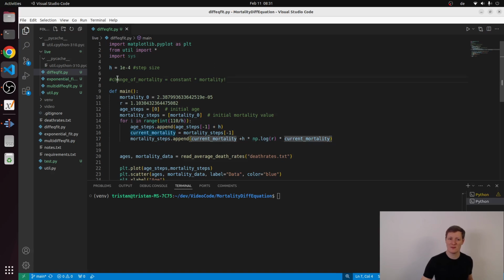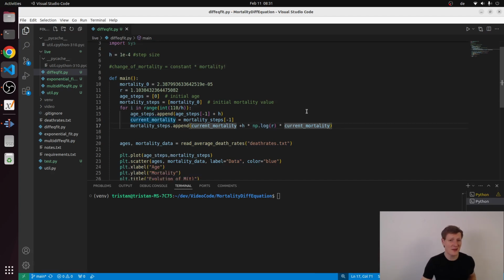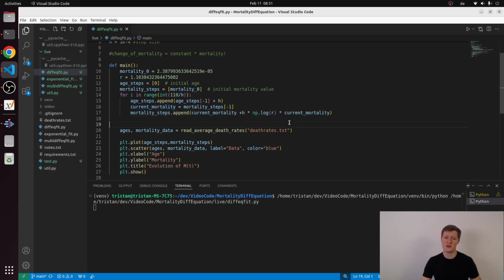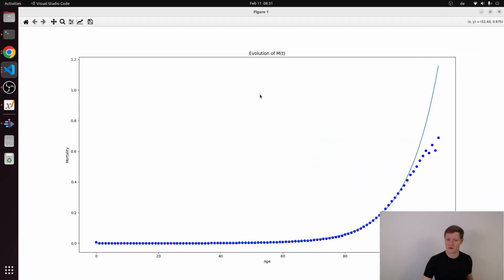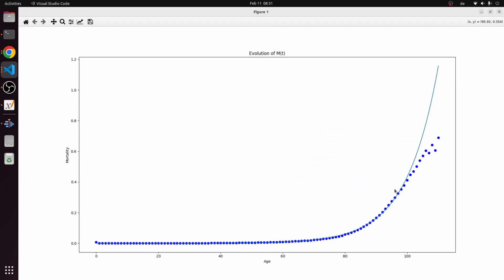So again, you see the basic rule up here, change of mortality is just a constant. This is a constant times the mortality. And this is basically all. And if I execute this code, you see that we have got a beautiful fit. And you also see why I cut the range to 30 years to 100 years, because afterwards actually we are going a bit out of the exponential range and the curve seems to flatten a bit.